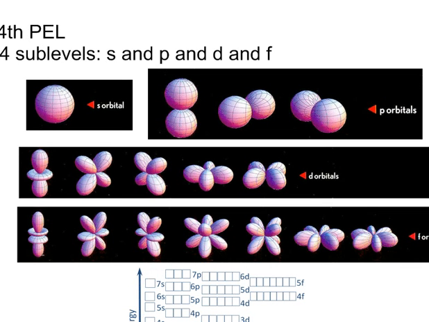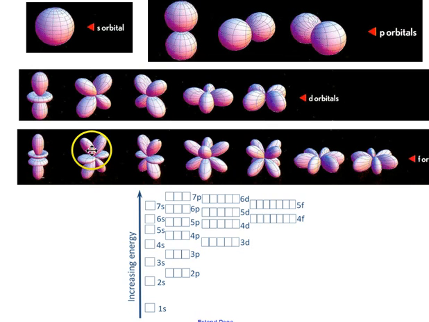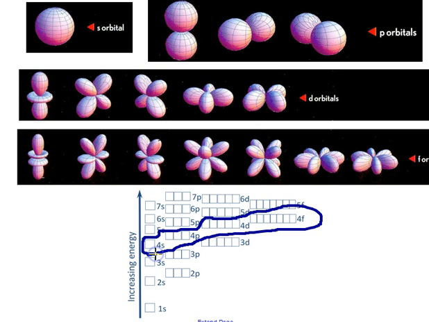The fourth principal energy level gets even crazier still. It has an S, a P, a D, and an F sublevel. The F sublevel has 7 orbitals, 1, 2, 3, 4, 5, 6, 7 orbitals. Each one of these can only hold 2 electrons, so the F sublevel in total can hold up to 14 electrons. Now, the fourth energy level has a 4s, a 4p, a 4d, and a 4f. So these orbitals right here would represent the fourth principal energy level.